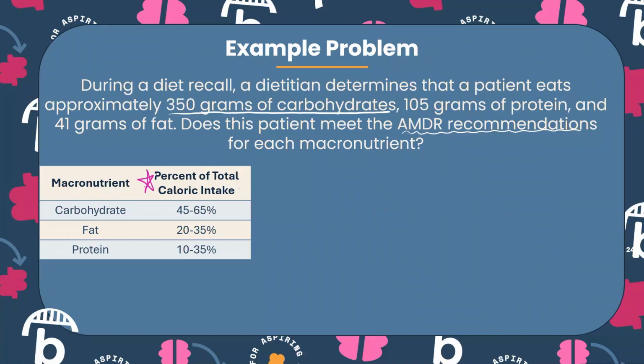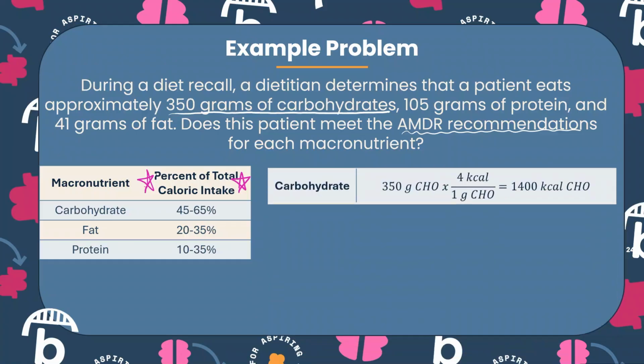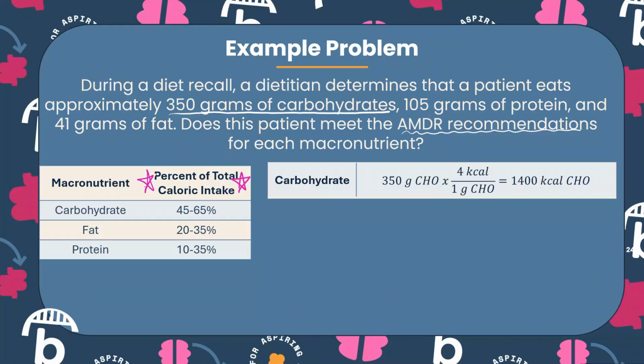So in order to figure out the percents, we need to take the amount of grams and figure out how many calories that is. So this patient is eating 350 grams of carbohydrate. Do you remember how many calories are in 1 gram of carbohydrate? There are 4 calories in every 1 gram of carbohydrate, and this is an equivalent statement. The equivalent statement for carbohydrates says that there's 4 kcals from every 1 gram of carbohydrate.